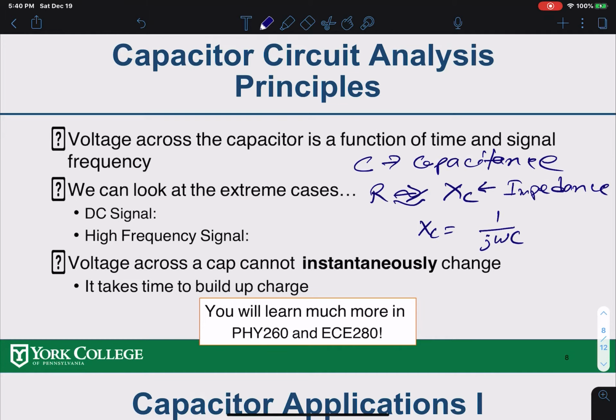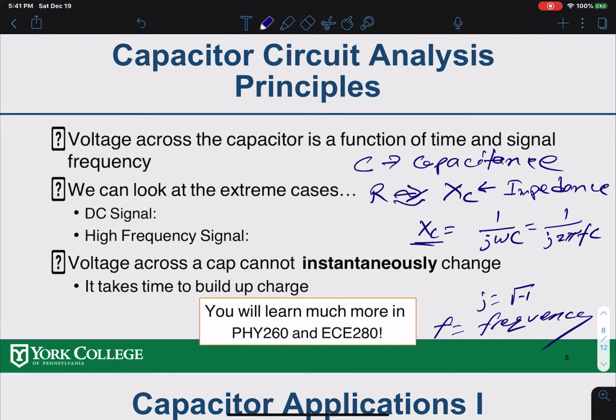J is the imaginary number, which is basically i if you know imaginary numbers. We use j for circuits because i is the current. J is the square root of -1. So that is your capacitive impedance, X_C = 1 over jωC, where ω is 2πf. F is your frequency, right? That's why I'm saying that capacitive impedance is frequency dependent, right?